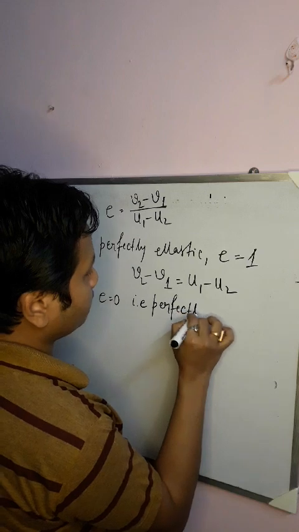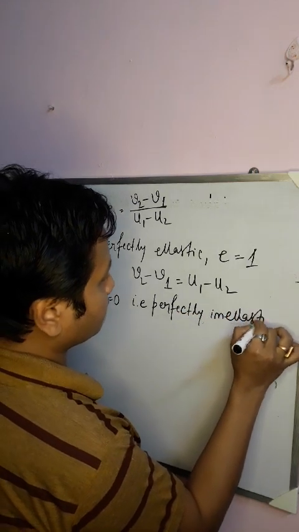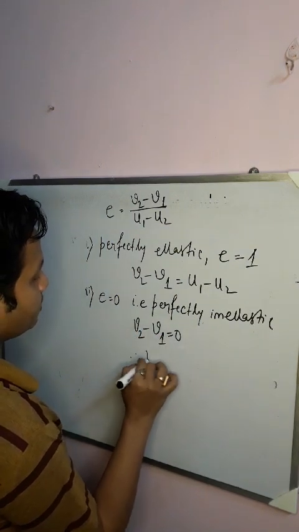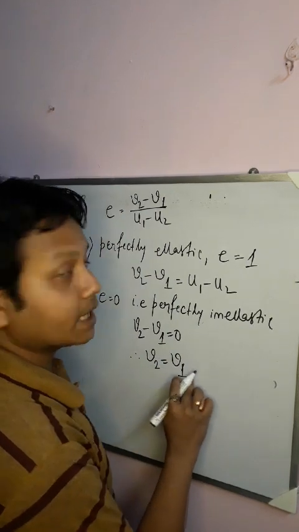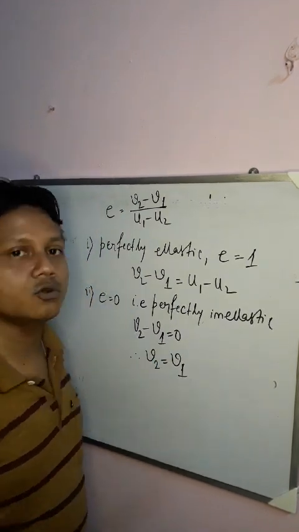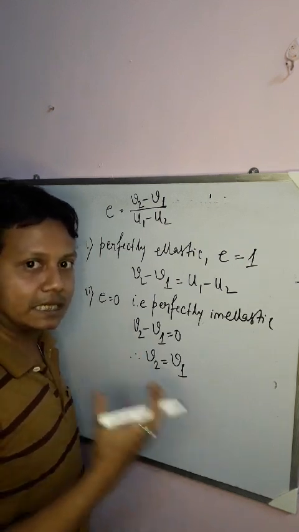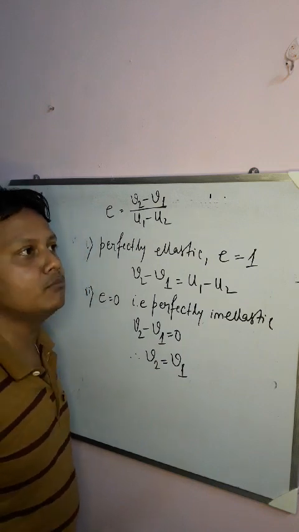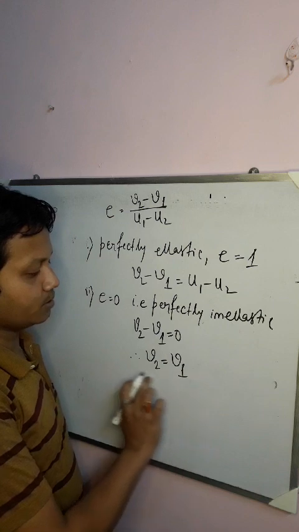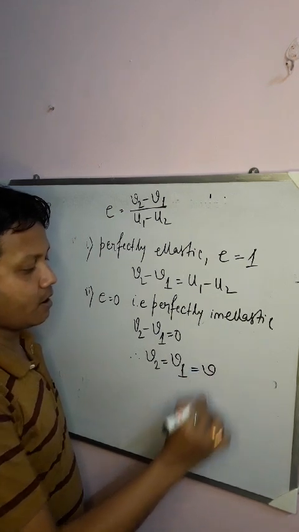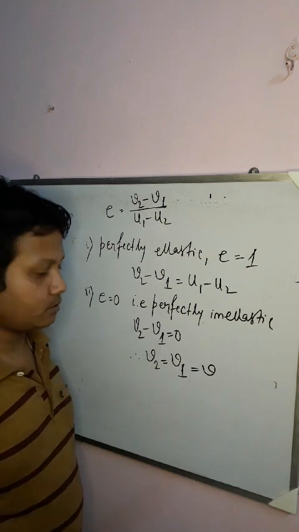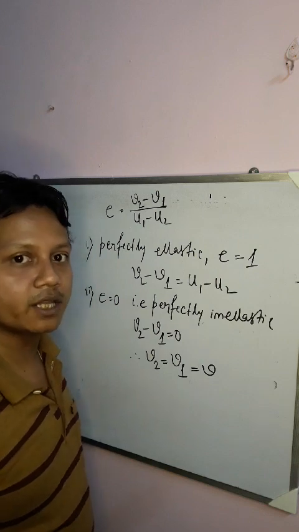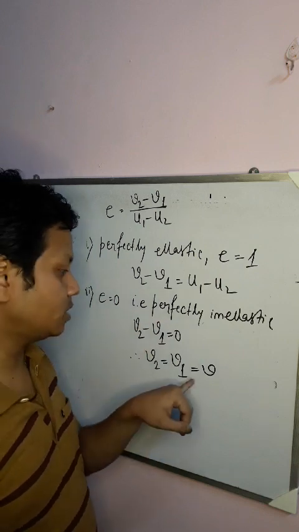What happens for perfectly inelastic? E is 0 means v2 minus v1 equals 0. That means v2 equals v1. As I told yesterday, for a perfectly inelastic collision both the bodies combine, stick together and move with a common velocity. That means both the bodies have the same velocity after collision. Say this is v. So this is the result, that after a perfectly inelastic collision the bodies stick together and move in a particular direction with a common velocity.